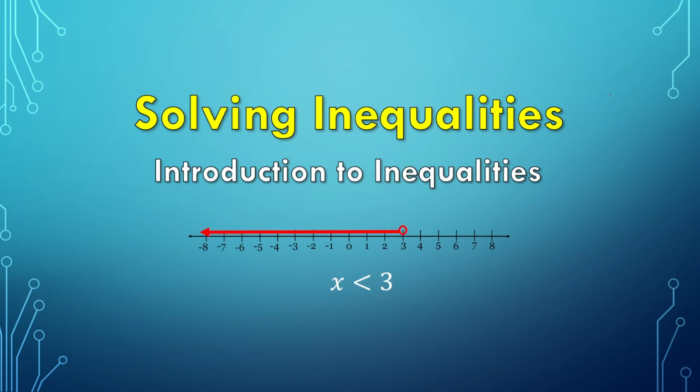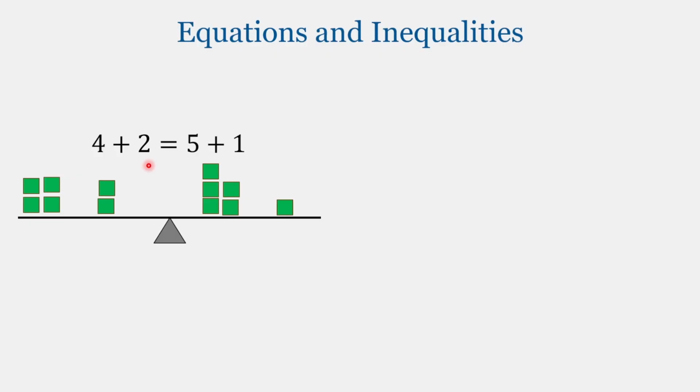Today we will shift from equations to inequalities. So let's get started. With equations, both sides of the equal sign are equal or have the same value. So here on our balance, our seesaw, one side has 4 plus 2, while the other side has 5 and 1. So both sides total 6. And our balance is balanced. There's an equal amount on each side.